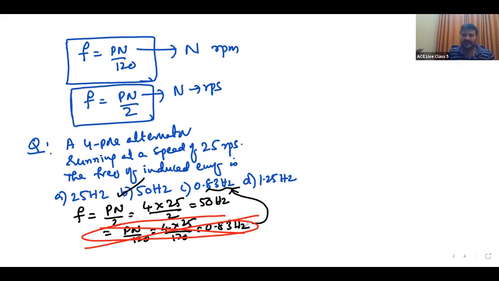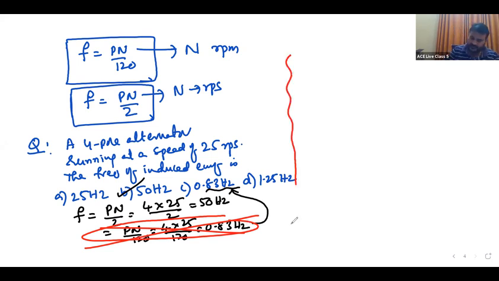Definitely, if 100 students are there, at least one student will make the mistake. But such silly mistakes should not be made. Don't expect this type of question in the GATE examination. At the same time, don't neglect silly mistakes. This is the expression for frequency.